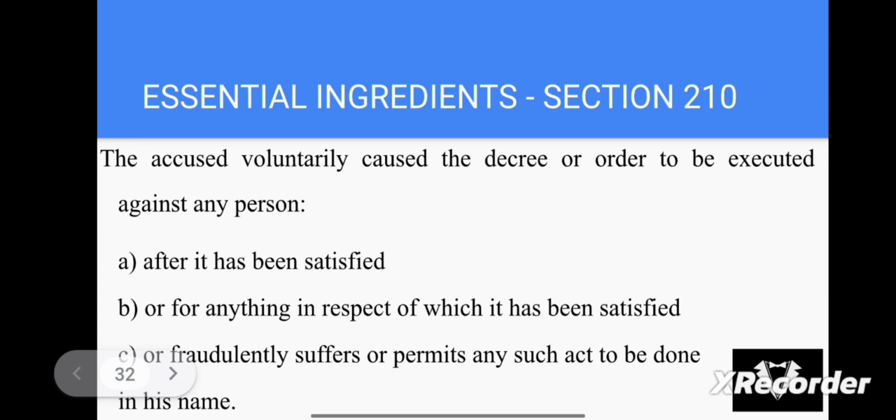Alternatively, the essential ingredients of Section 210 are: the accused voluntarily caused the decree or order to be executed against any person after it has been satisfied or for anything in respect of which it has been satisfied, or fraudulently suffers or permits any such act to be done in his name.